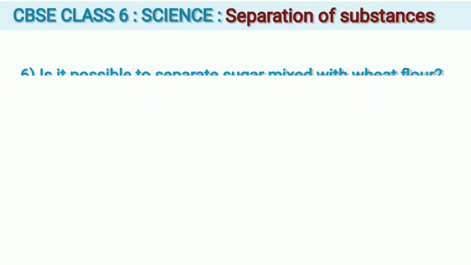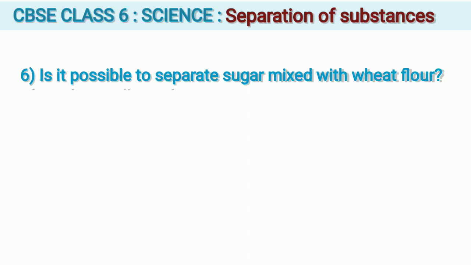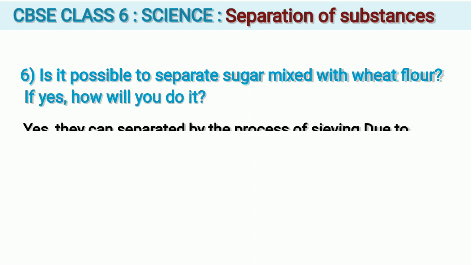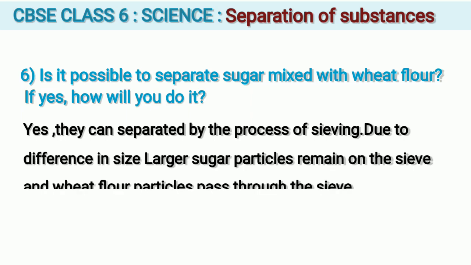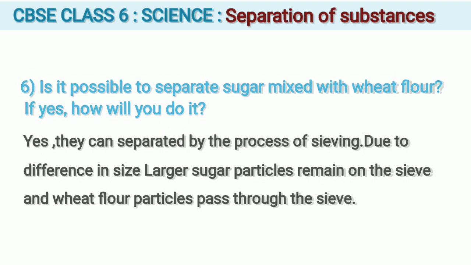Next question, is it possible to separate sugar mixed with wheat flour? If yes, how will you do it? Yes, they can be separated by the process of sieving. Due to difference in size, larger sugar particles remain on the sieve and wheat flour particles pass through the sieve.